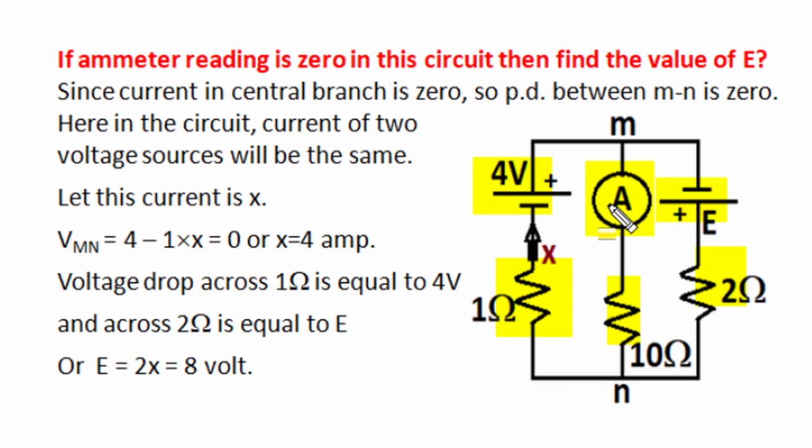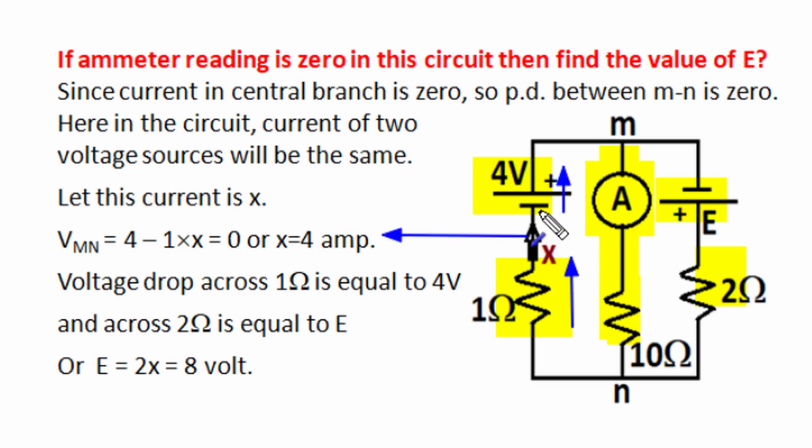Now when this ammeter shows 0 reading, it means current in 10 ohm and this ammeter is 0, and with 0 ampere current in any resistance branch, the voltage drop is 0. So voltage across M and N is 0. That means if we travel from N to M, the voltage drop in 1 ohm becomes equal to voltage rise across this 4 volt source. So 1 ohm voltage 1x is equal to 4, which gives the value of this current x equal to 4 ampere.